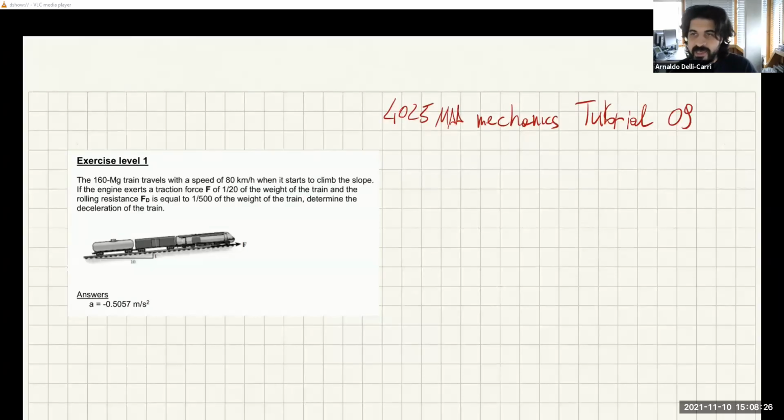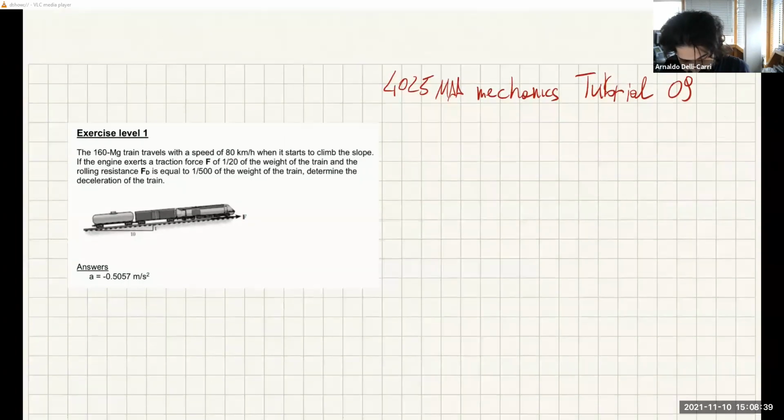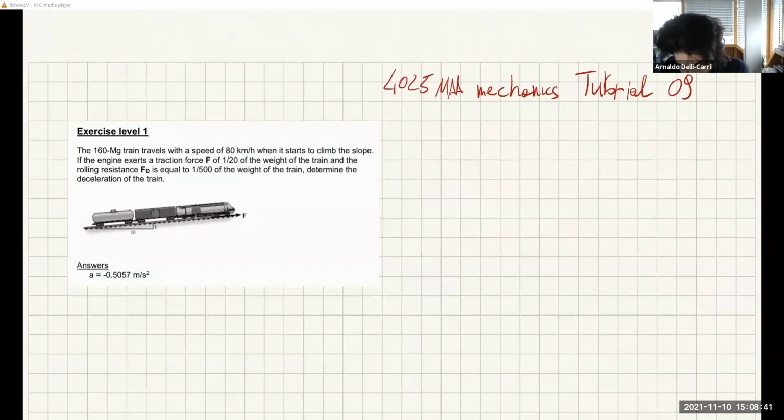So 4025 MAA mechanics, this is tutorial number 9, and we are going to solve, remember this tutorial was about the kinetics of translation. So let's start by solving exercise level 1. The 160 megagrams, so megagrams means 160,000 kilograms.